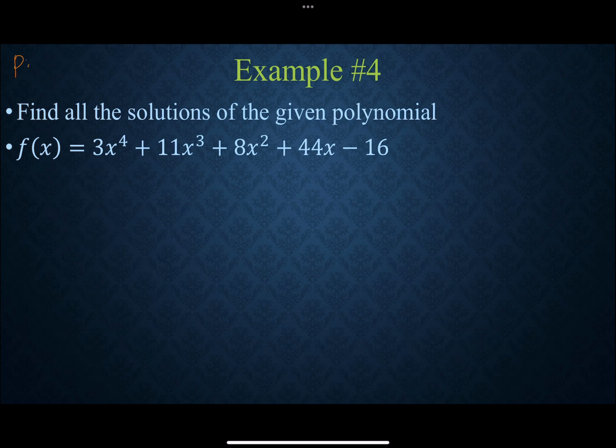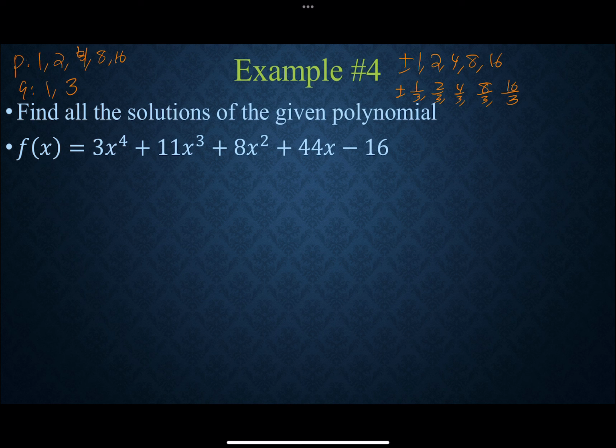So here again, p is based on 16, so it's still 1, 2, 4, 8, and 16. Q is based on 1 and 3. So for this one, we do our plus or minus. We have our integers 1, 2, 4, 8, and 16. They're all divided by 1. We also then have 1/3, 2/3, 4/3, 8/3, and 16/3. Now, none of those fractions reduce, so we have an equal number of fractions and integers.